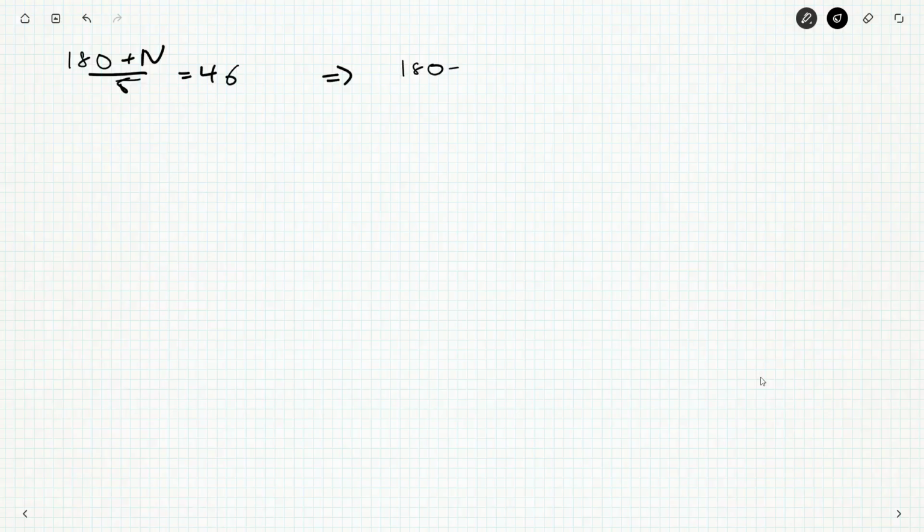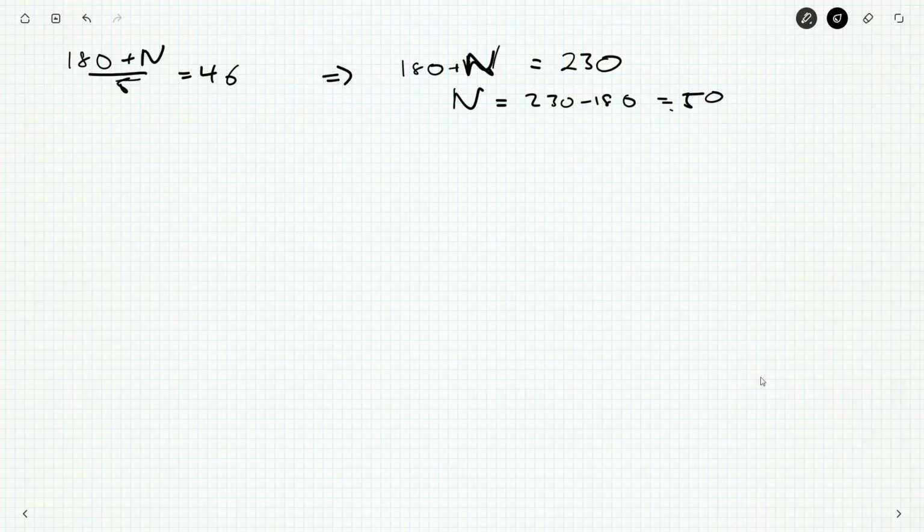Okay, now let's try the average being 46. So we'll figure out a value for n there, and hopefully that will give us a median of 46. So 180 plus n over 5 is equal to 46. So that would give us 180 plus n. We'll just multiply both sides by 5, and so that would be 4 times 5 is 20, plus 6 times 5 is 30, so 230. So then n would have to be, well, 230 minus 180, 50. Great.